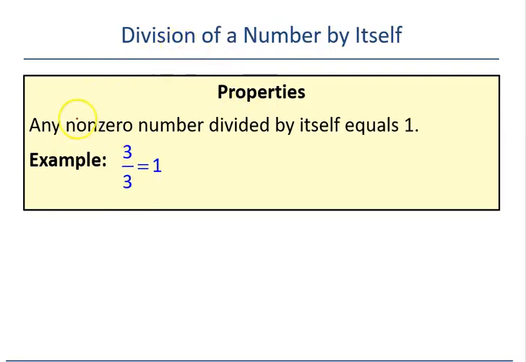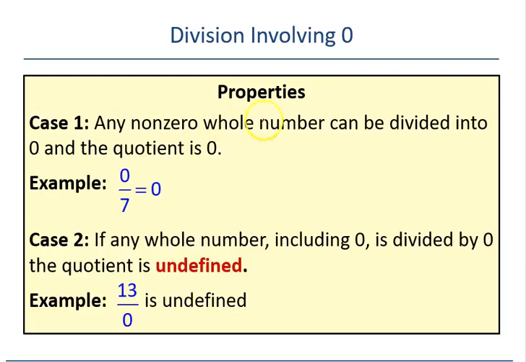And then division by itself. Any non-zero number divided by itself equals 1. Non-zero, so remember, it can't be 0. You'll find out about that more later. So 3 divided by 3 equals 1, because how many times will 3 go into 3? Just 1 time. Very important, put some stars around this.